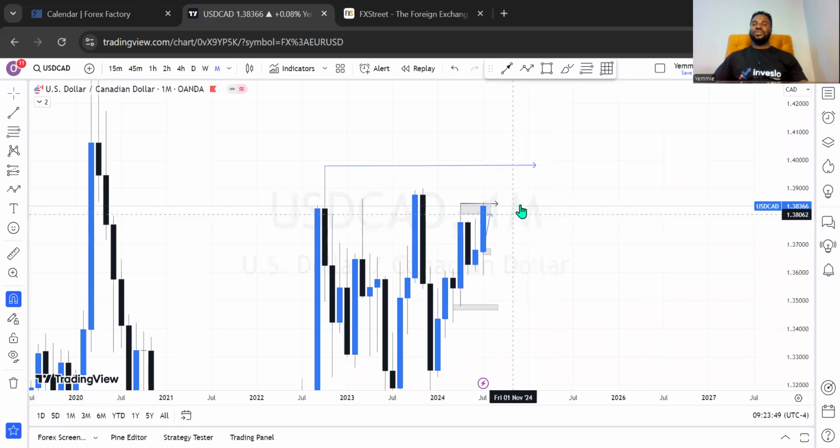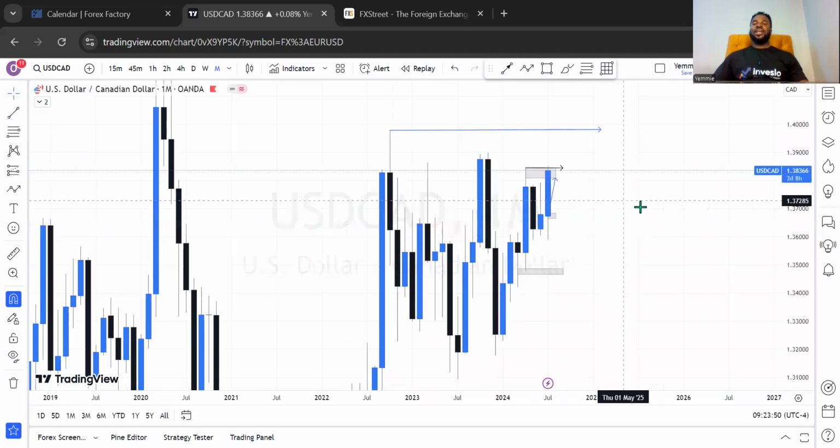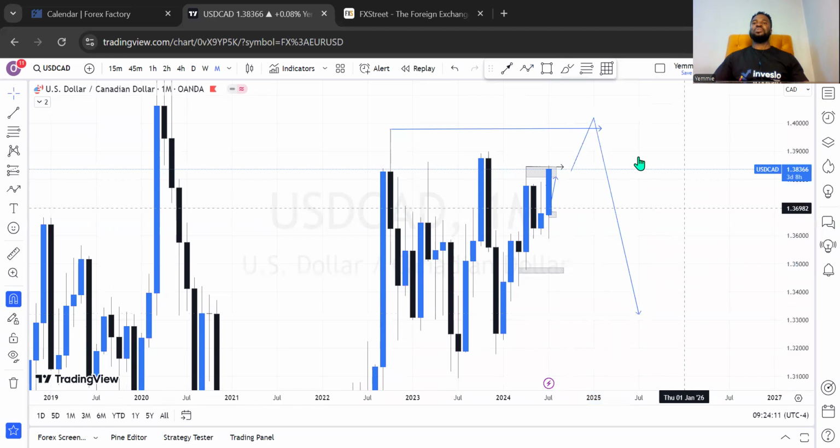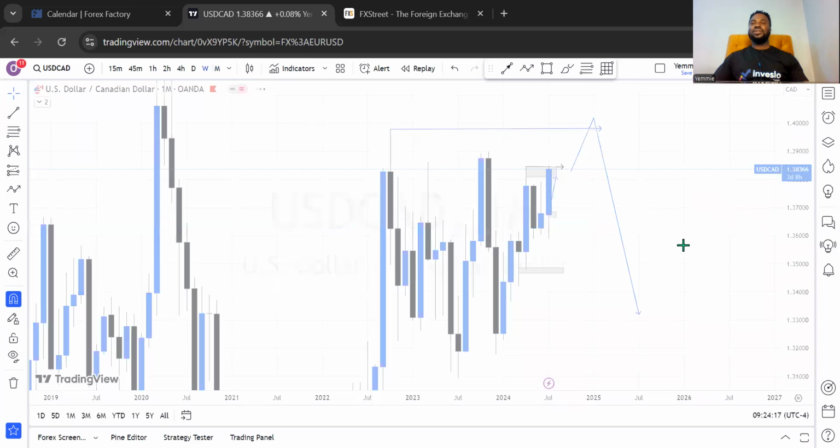On the monthly outlook, I'm expecting more bullish movement in the market for this week, because this high needs to be taken out. I'm expecting the market to come to this price level at 1.3980. In fact, it might likely reach the 1.400 psychological zone before we can experience more sell in the market. So something like this is what I'm anticipating on the USDCAD monthly outlook. Now let's check what we have on the weekly outlook.